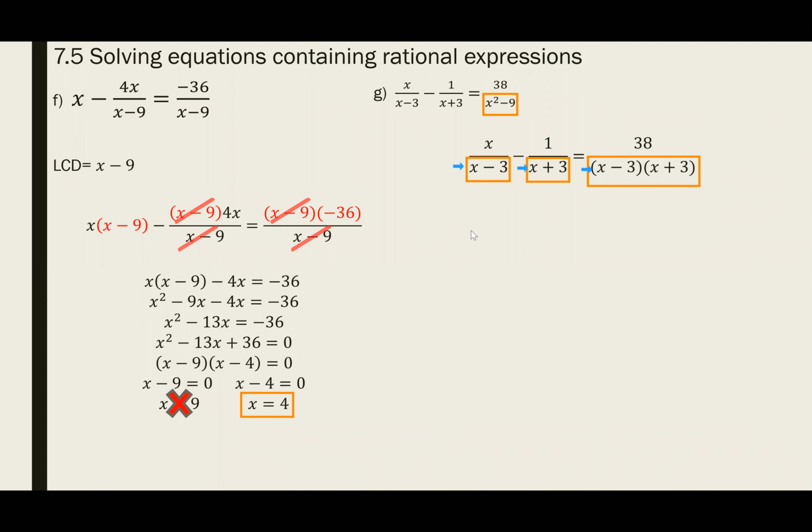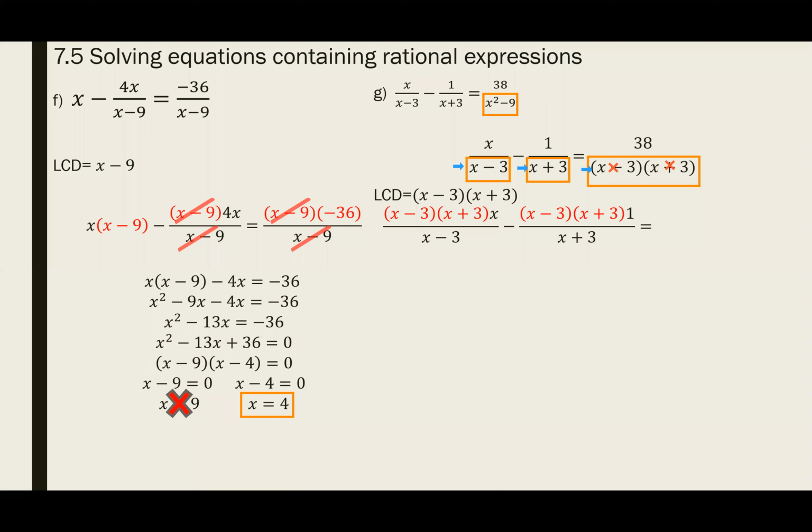So you put them all together, and if they repeat at different locations, we use it one time. So basically we only use one x plus 3. We don't have to double use them. Once you find the LCD, you take the LCD and put it on the numerator. My LCD is x minus 3, x plus 3. So I put x minus 3, x plus 3 on the numerator for every single term I have.